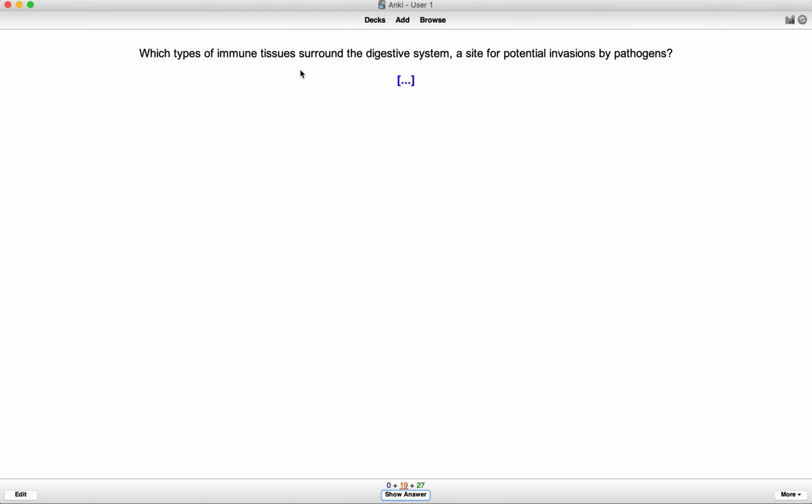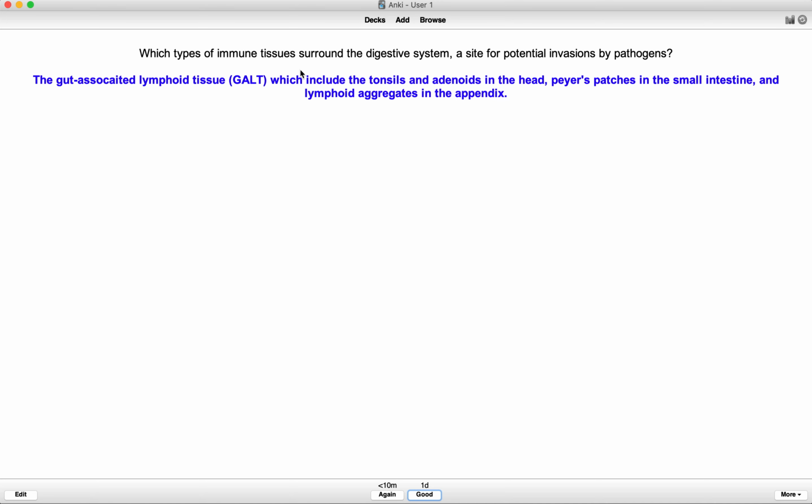What is gut-associated lymphoid tissue? GALT contains Peyer's patches in the small intestines and lymphoid aggregates in the appendix. Tonsils and adenoids in the head, Peyer's patches in small intestines, and lymphoid aggregates in the appendix.